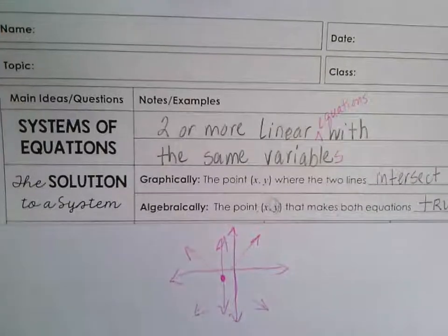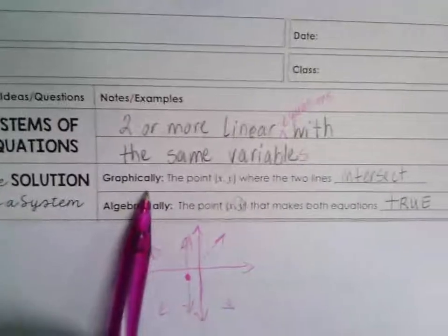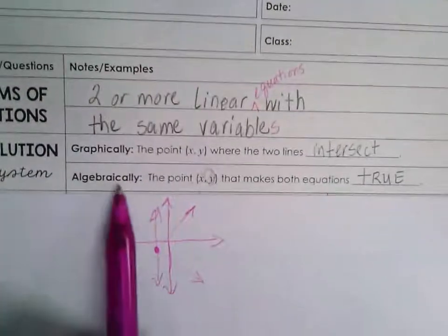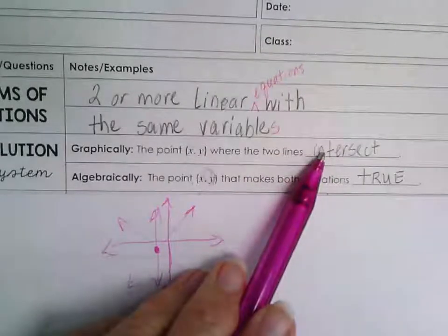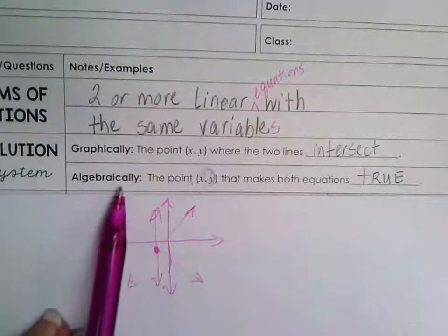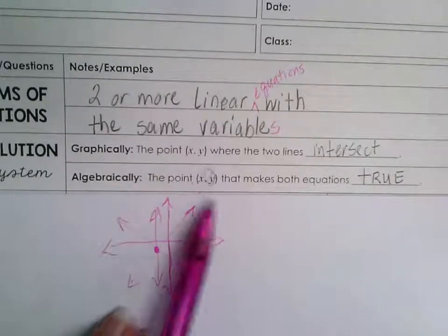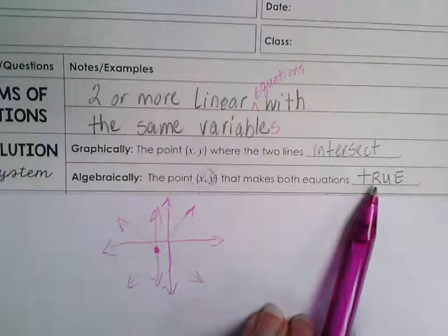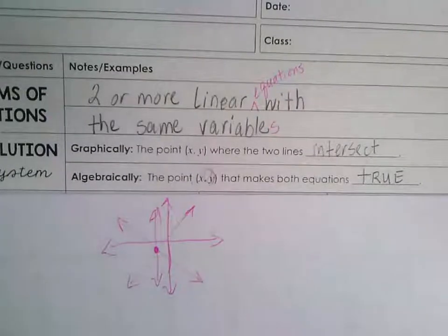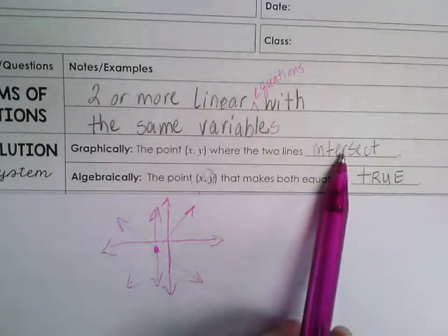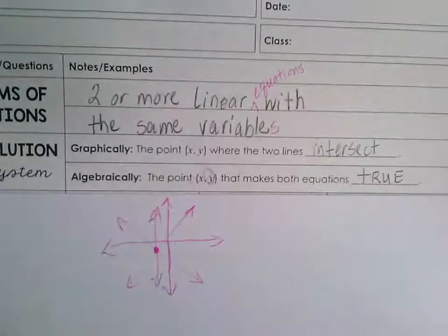Okay, so the solution to a system graphically, that means if you put it on a coordinate plane, is the point XY where the two lines intersect. And algebraically, that point will make both equations true. And again, they say both, but it would be all if you had three. So the words we want in here are intersect and true.